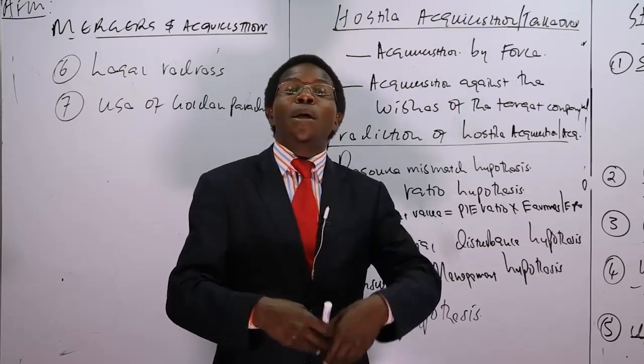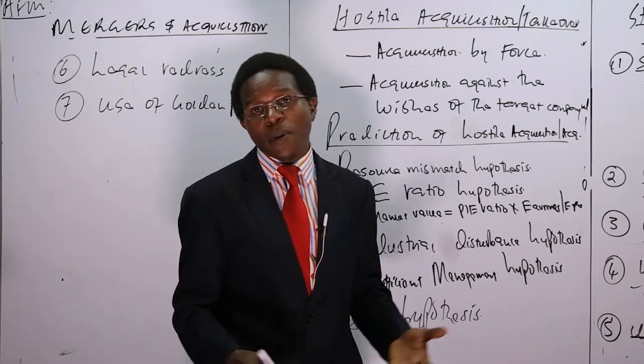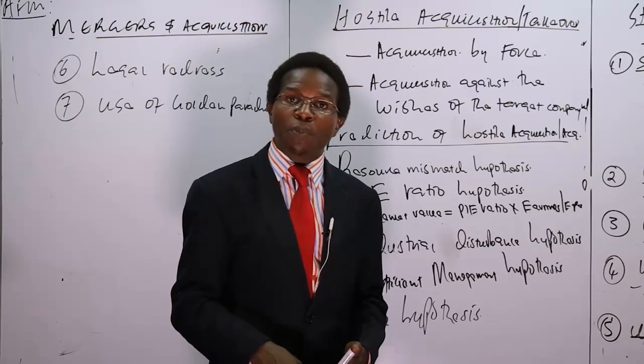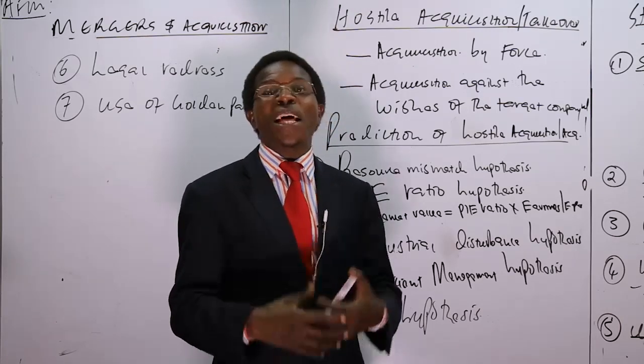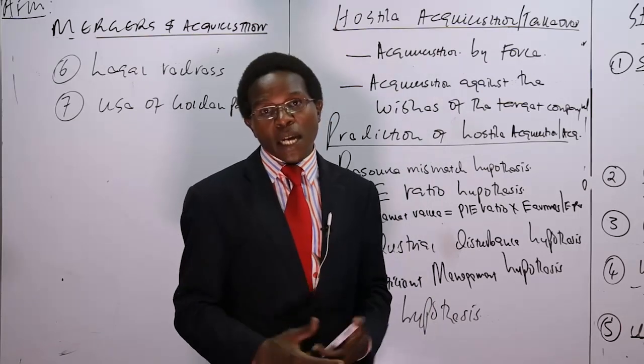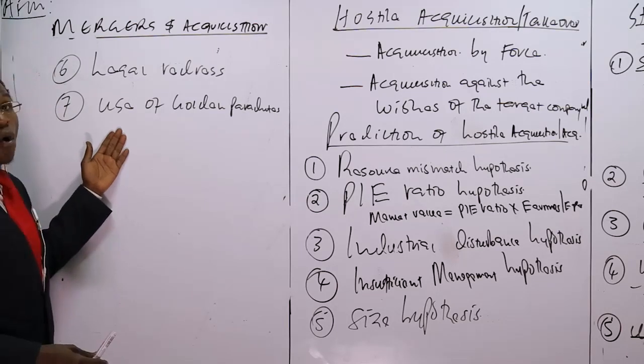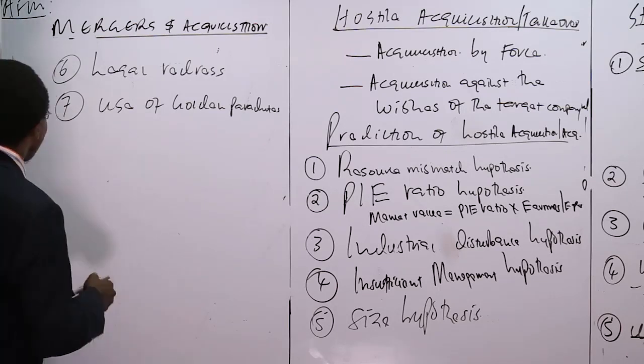Or they may stay, but their retirement package will be very attractive, such that it will be very expensive for the predator company to pay. So that will scare away the predator company. So that is what we are saying as use of golden parachutes.